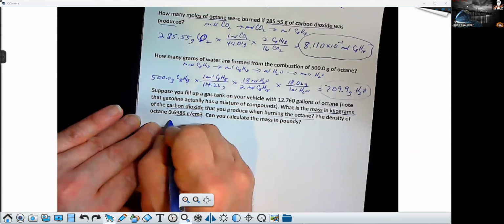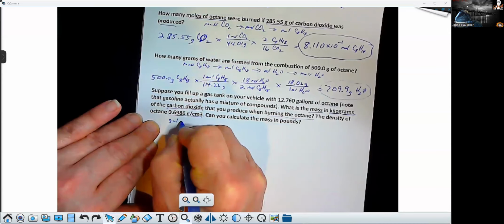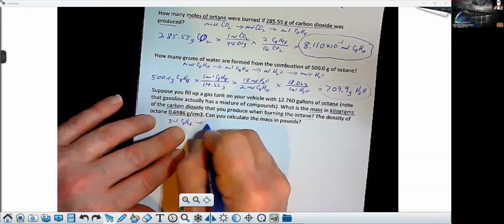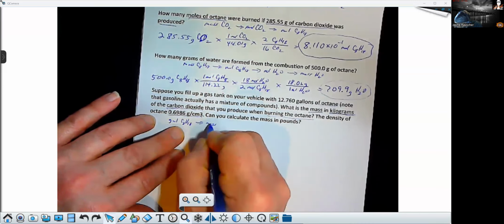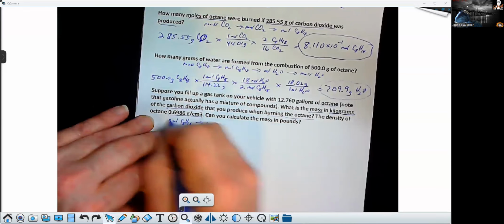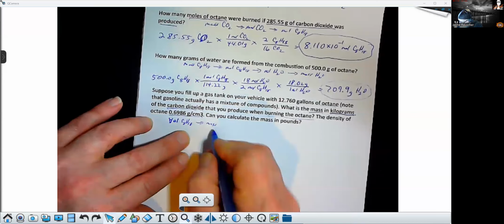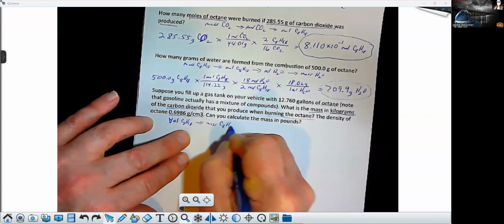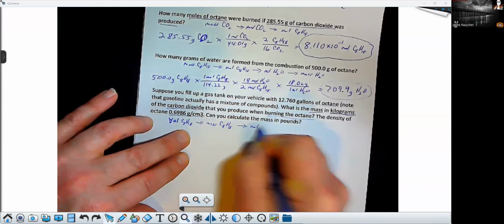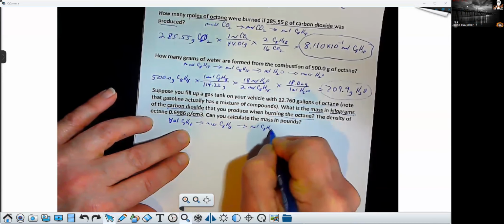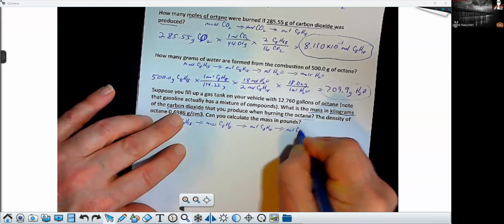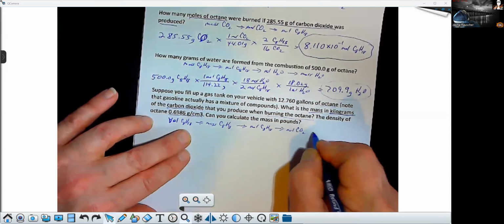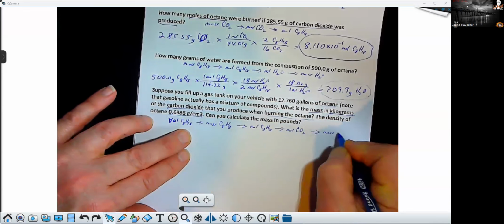We're going to have to go from gallons of octane, C8H18, I guess we'll call this volume, volume of octane to mass of octane, C8H18, to moles of octane, C8H18, to moles of carbon dioxide, CO2, to mass of CO2.